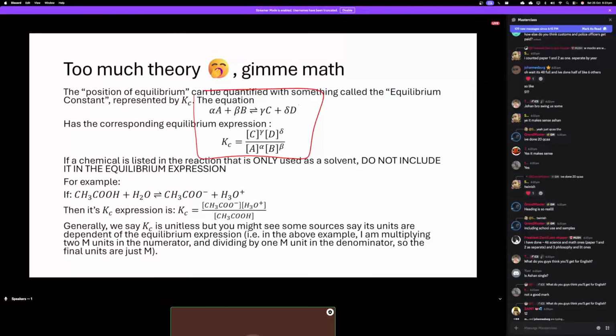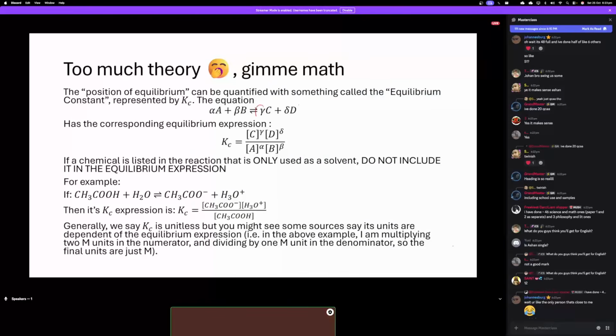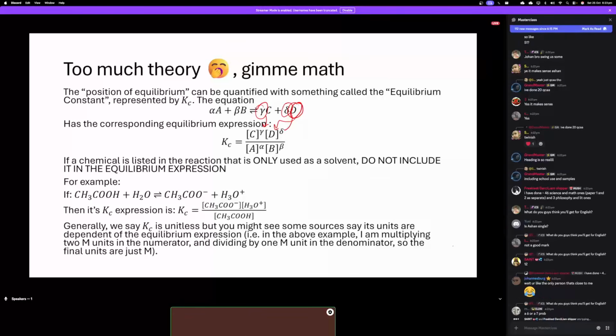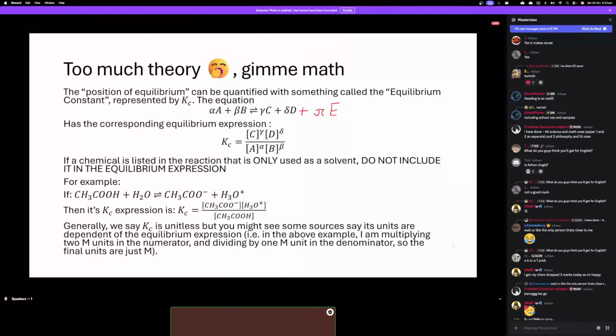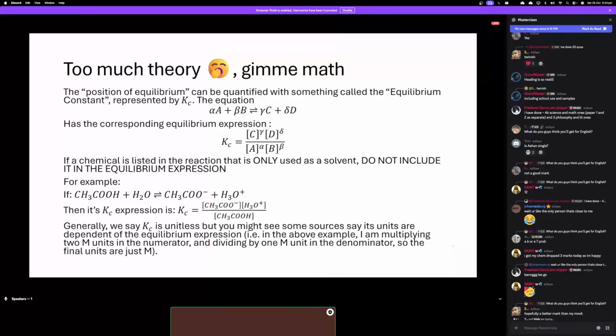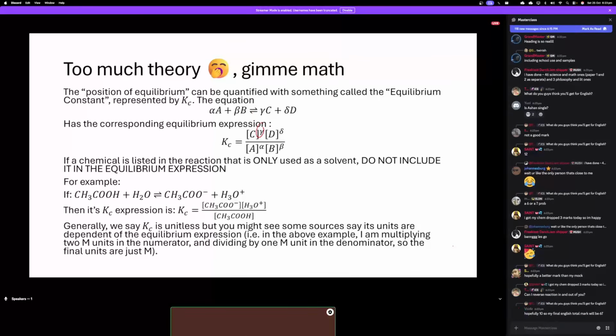I think this is on your formula sheet as well, so if you forget it, you don't have to memorize it. But the equilibrium constant is the concentration of one of our products to the power of the thing in front of it, times the other product to the power of the thing in front of it. And if we have plus, let's say, pi E, for example, then I would just add another one, concentration of E to the power of pi, right? It is just the product of all of these to the power of their coefficient.